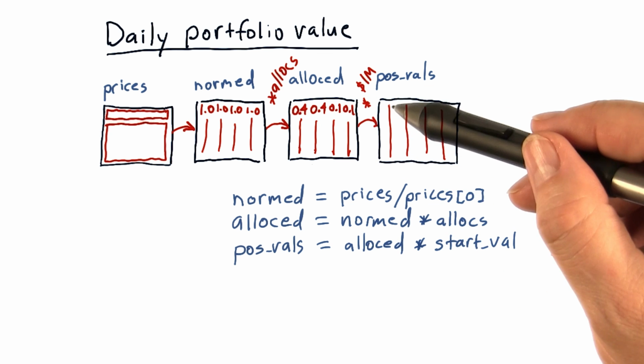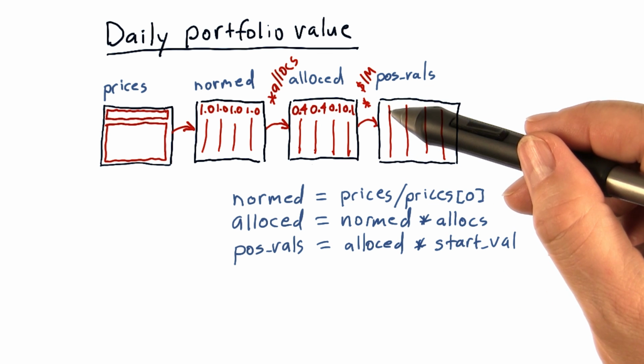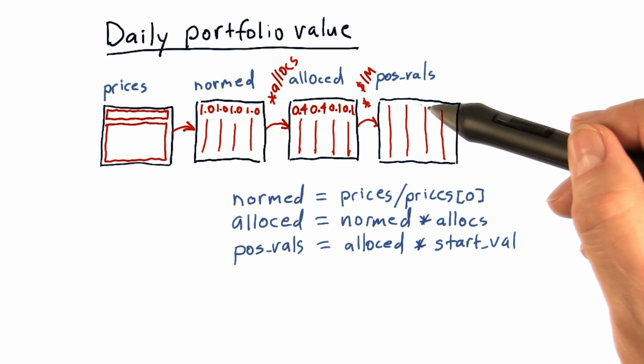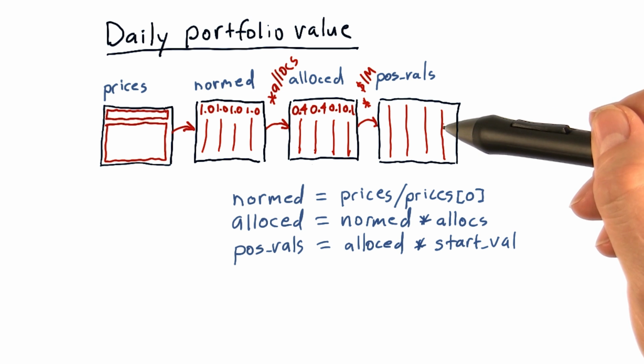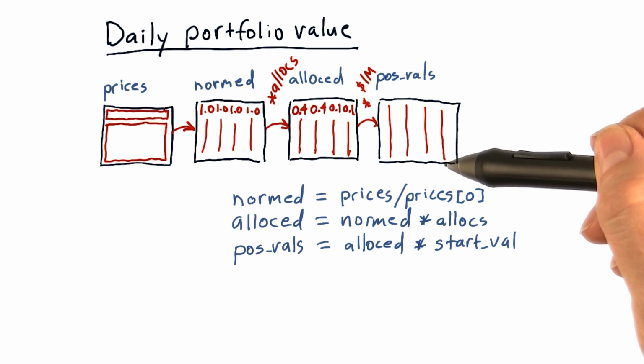So we started out, for instance, with 400,000 for the first one, 400,000 for the second one, 100,000, 100,000. But now as we go forward each day, it's as if we invested, say, 100,000 in this one, and it reflects how much it was worth each day after that.